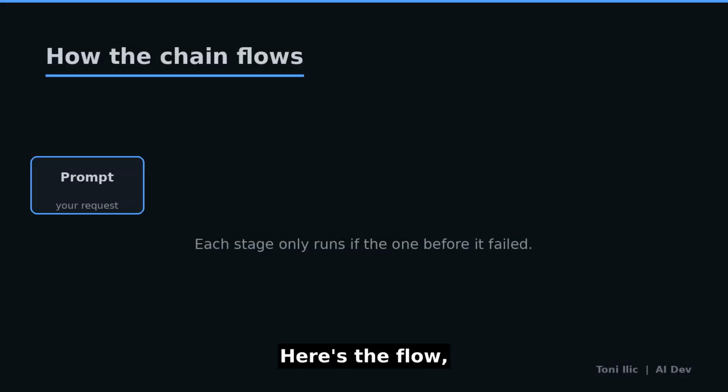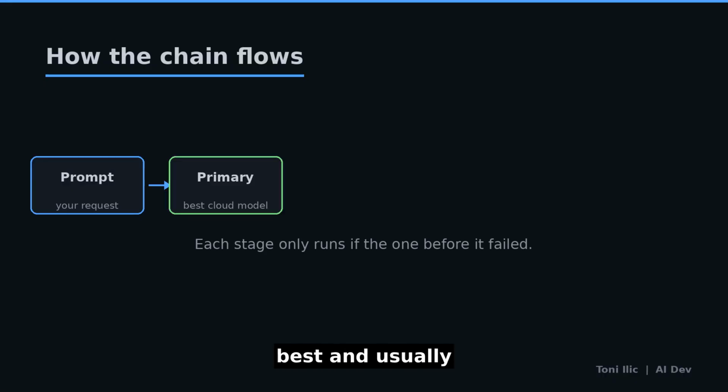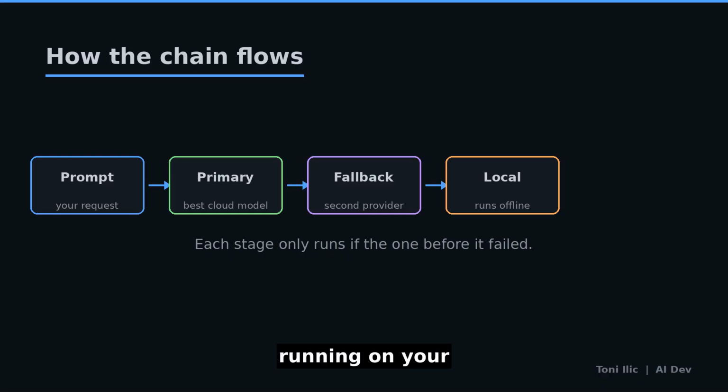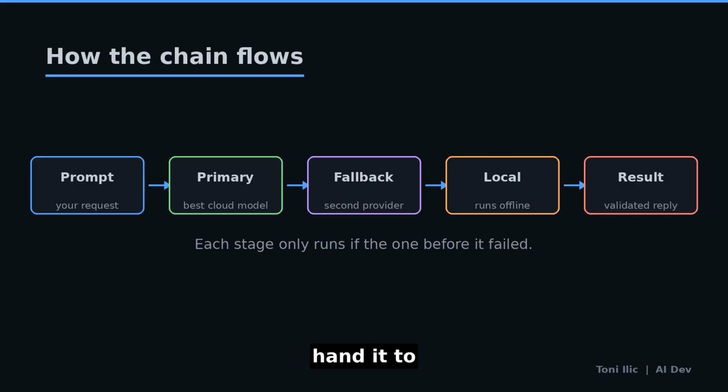Here's the flow, and it reads left to right. A prompt comes in. We send it to the primary model, the best and usually most expensive one. If that succeeds, we're done and nothing else runs. But if it errors, or times out, we fall through to a second cloud provider, using a cheaper or simply different model. And if that also fails, we drop to a local model running on your own hardware, which keeps working even with no internet at all. Whatever comes back is validated before we hand it to the caller. The key idea, each stage only runs if the one before it failed, so healthy requests stay fast and cheap.